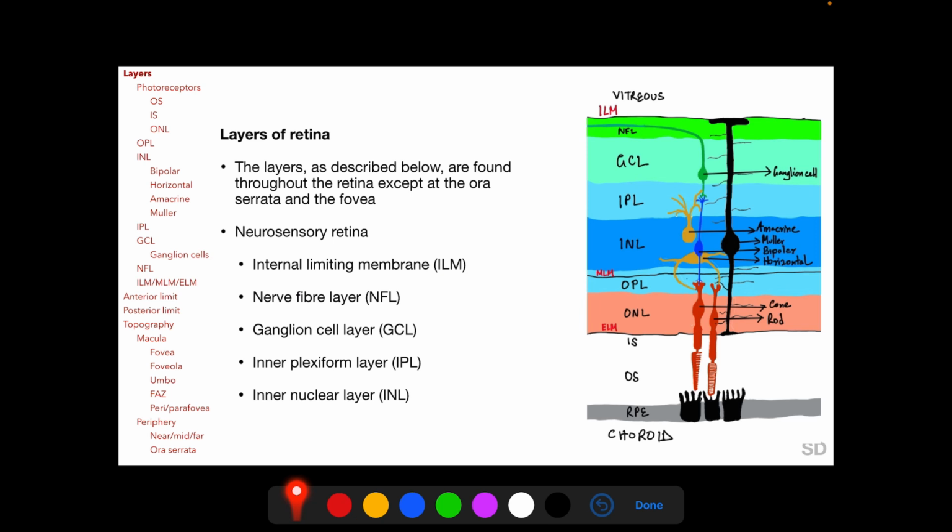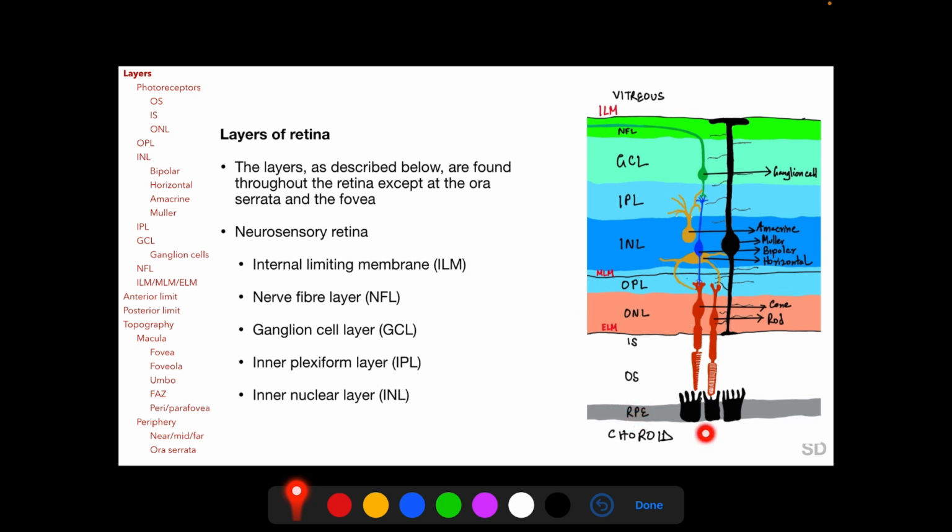The relative positions of the layers of the retina can be described as proximal or inner, which are nearer to the vitreous, and distal or outer, which are nearer to the choroid. All the layers of the retina, as we will be describing, are found throughout the retina except at the ora serrata and at the fovea. The inner or the proximal layers of the retina are displaced peripherally at the fovea. The neurosensory retina and the retinal pigment epithelium constitute the retina. We will be discussing the retinal pigment epithelium in a subsequent session.